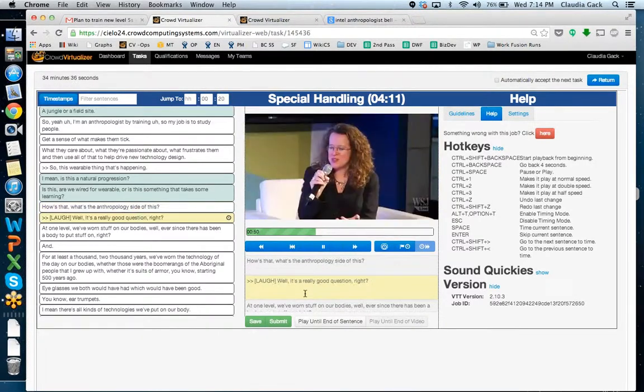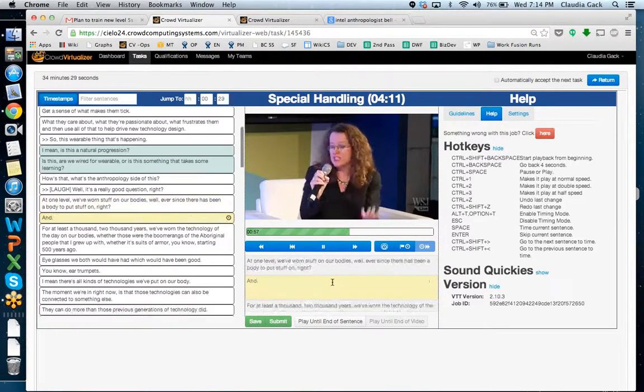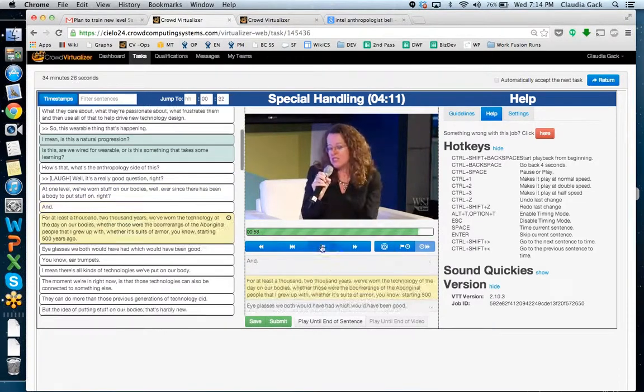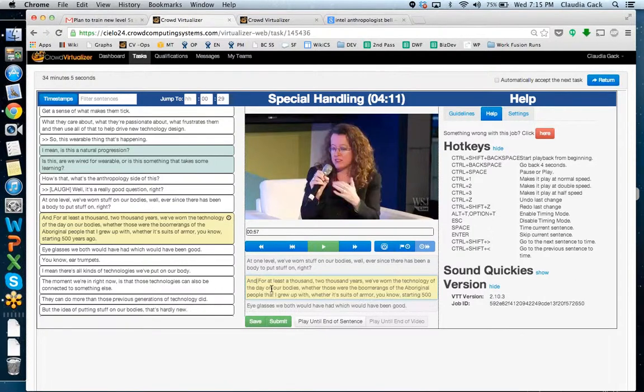Side of this? I mean, it's a really good question, right? At one level, we've worn stuff on our bodies, well, ever since there has been a body to put stuff on, right? And for at least 1,000, and for... So there's an "and" in here. It's not even a sentence. So we always want to make sure it's more or less complete sentences. We know sometimes it's not possible since people are speaking and there's not a perfect sentence when you speak without any prepared speech. So try the best. I'm going to merge these two.